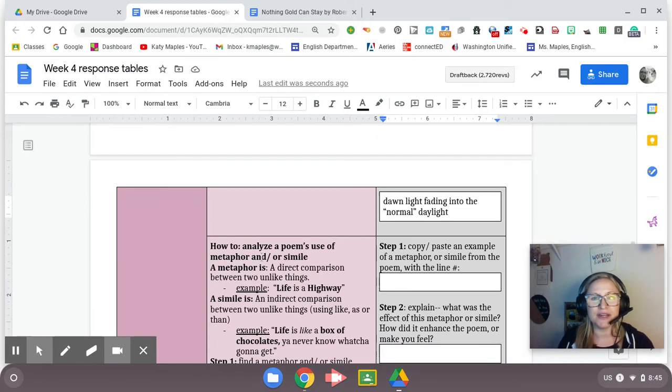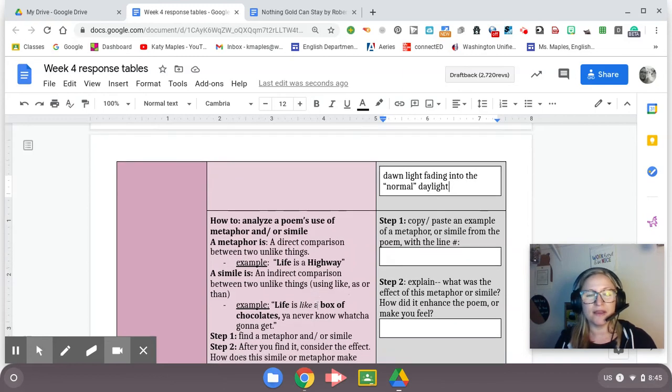Okay, so next we're going to analyze a poem's use of metaphor and or simile. Okay, so metaphors are direct comparisons between two unlike things. An example that you've heard of from the song is life is a highway, right? Life isn't literally a highway, but we can understand that it's kind of like one because there's twists and turns and you go slower and faster and someone cuts you off, right? So that is a metaphor.